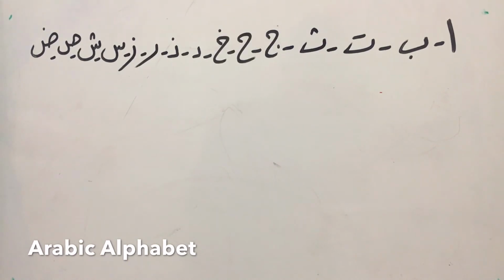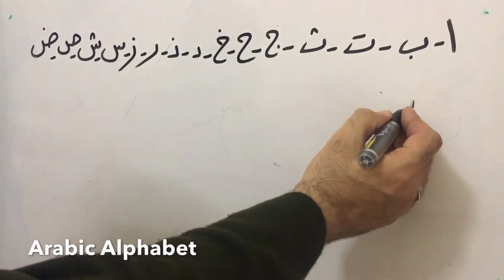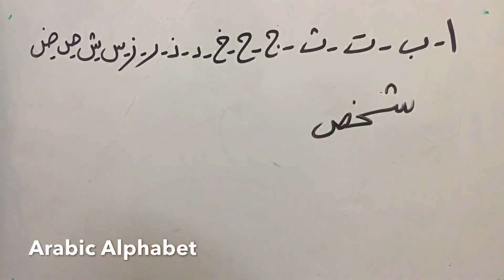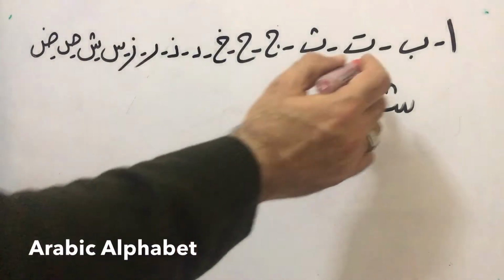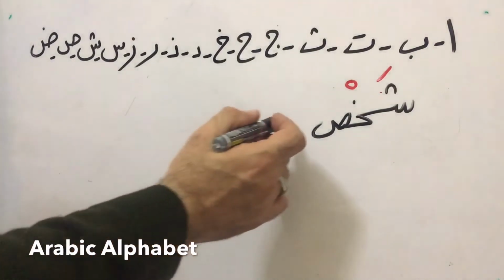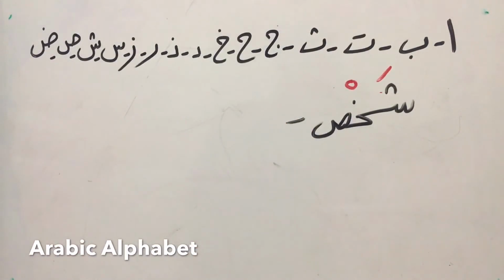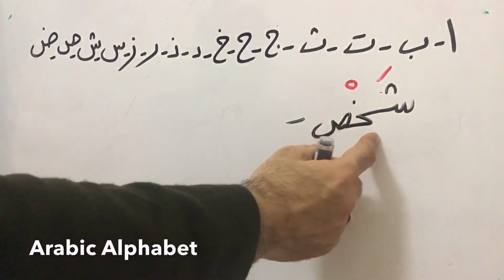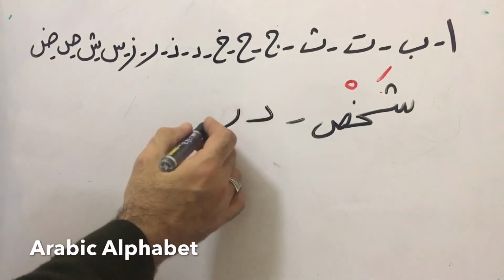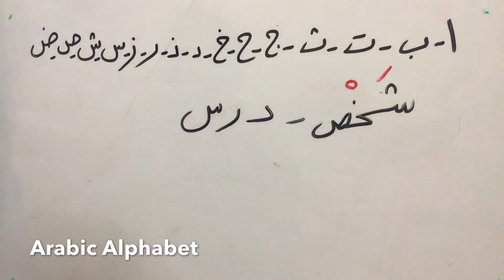For example, if we take Shin, Kha, and Sad, we can have a word like shakhs, Shin fatha, Kha sukun, shakhs means person. We have seen how we join Shin with Kha and Sad. Another example, Dal with Ra and Sin, Dars.